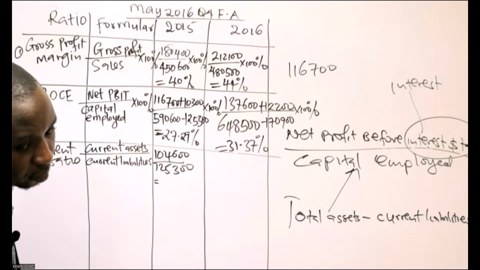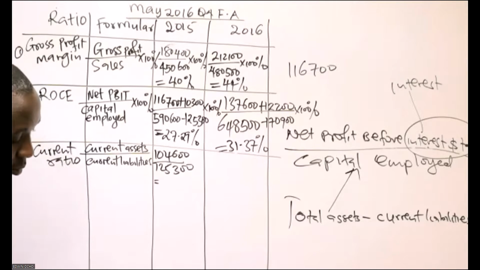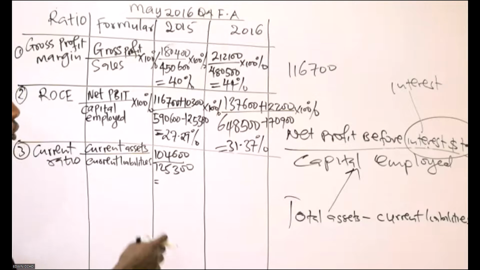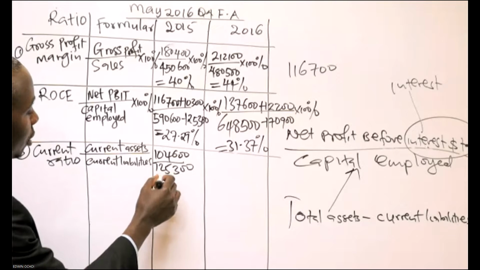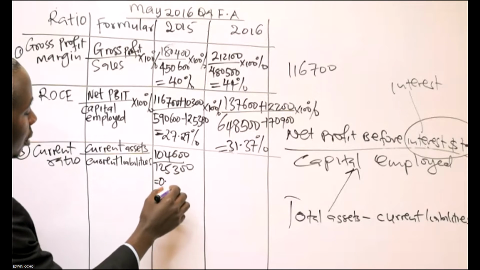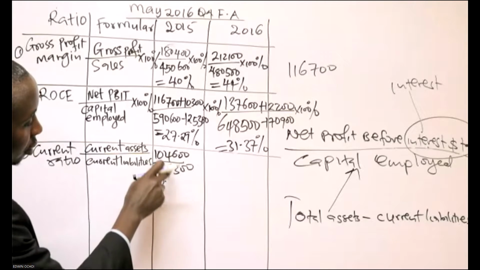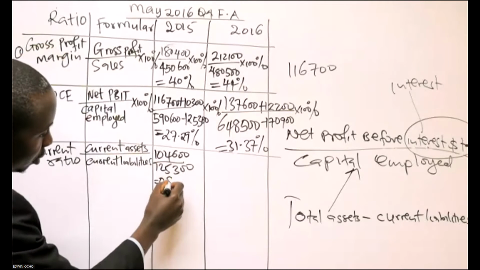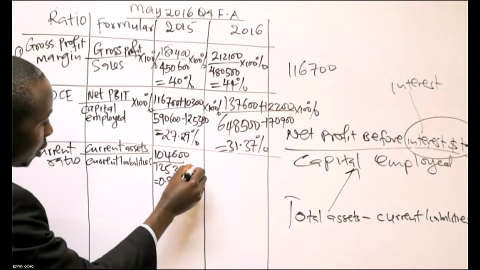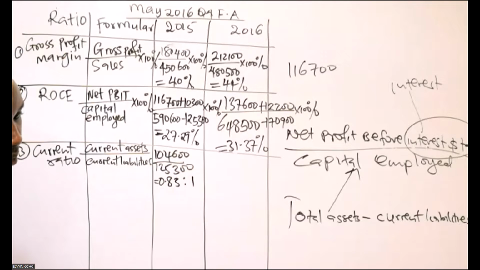I'm getting 83.448. This one is not supposed to be in a percentage. This one is supposed to be in terms of 1, 2. Okay, so 0 point 83. So you say 0.83 to 1. So 2:1. That is how you write this.